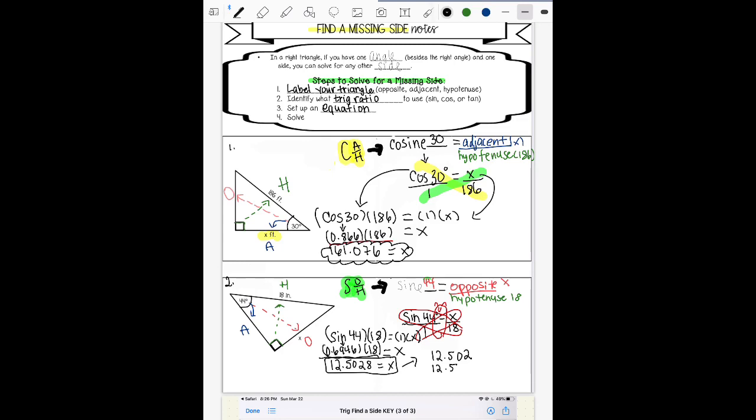Okay, so that concludes this lesson. As long as you follow these 4 steps and you're very careful with your labeling and which trig ratio to use, you're going to be fine. Again, if you have any questions or any problems, just email us and we will get back to you as fast as we can. Other than that, go ahead and try to do the practice problems now, and good luck.